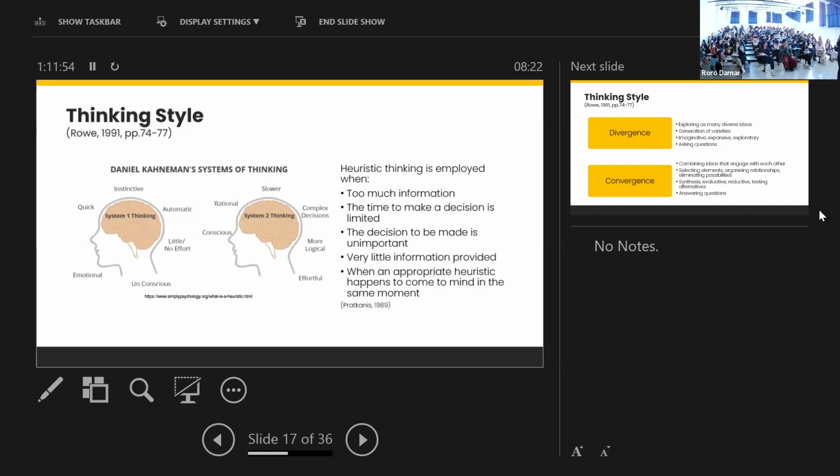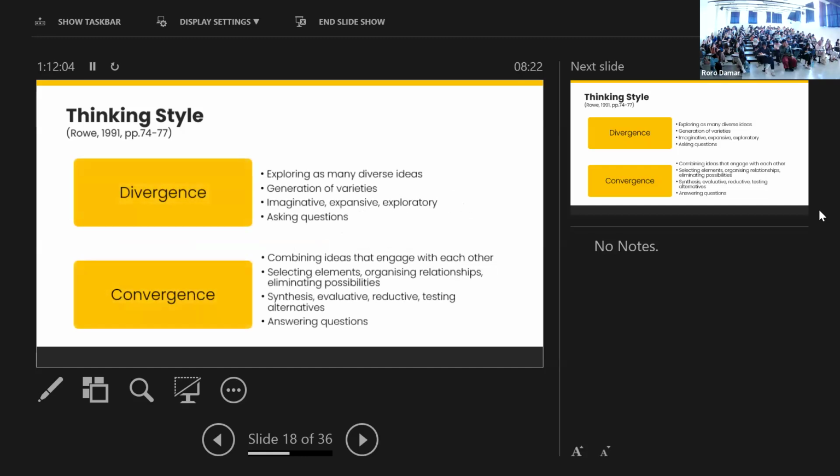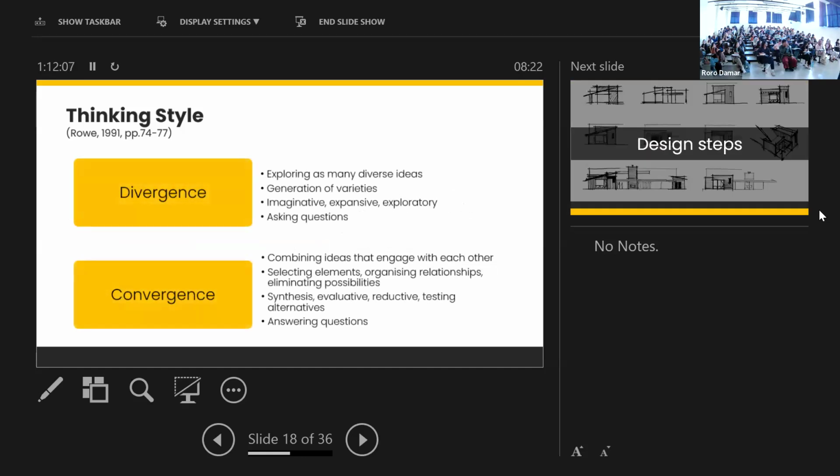Okay, so what my point is that you understand that you have two kinds of thinking style. Another thinking style is divergent and convergent. The other part, heuristic and logic, is about how you make decisions, but divergent and convergent is about the attitude of how we deal with things. Divergent is exploration. It's opening.